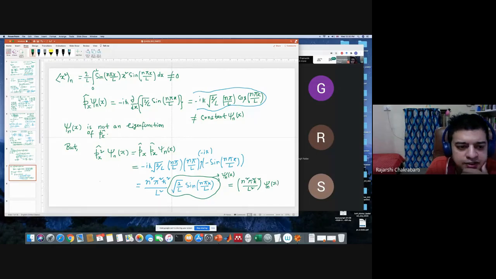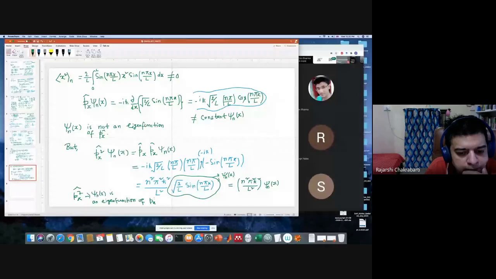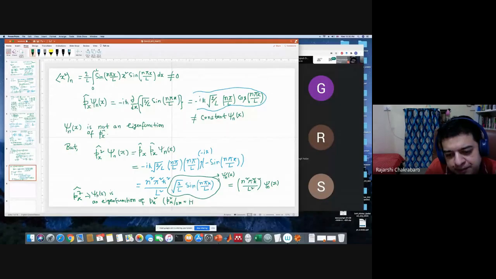So actually now it tells you that psi n of x is an eigenfunction of px square. And also if you check, it should also be an eigenfunction of this operator px square by 2m, which is your Hamiltonian operator, isn't it?